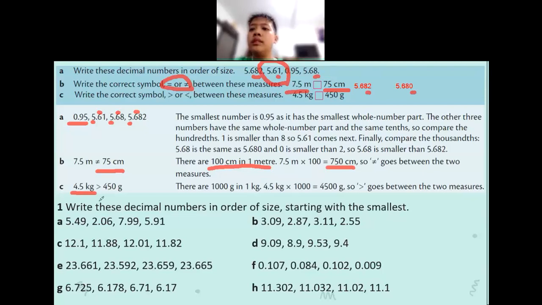Yeah, okay then. So the 4.5 kg in here, we can change it into gram. We multiply it by 1000. So we'll have 4,500 grams. We compare it with 450 grams. And then because the 4,500 is bigger than 450, so we put a sign bigger than.